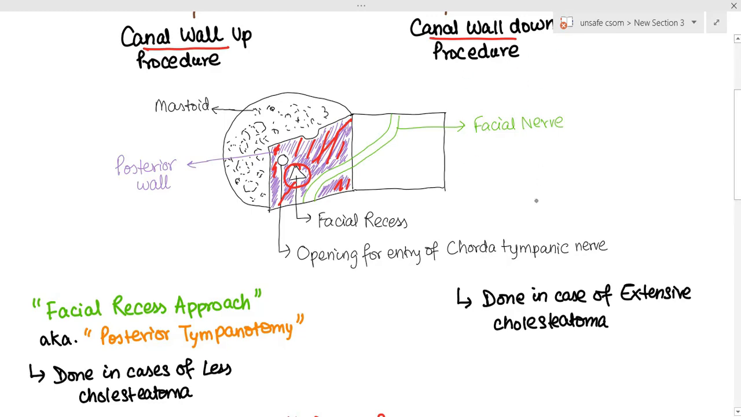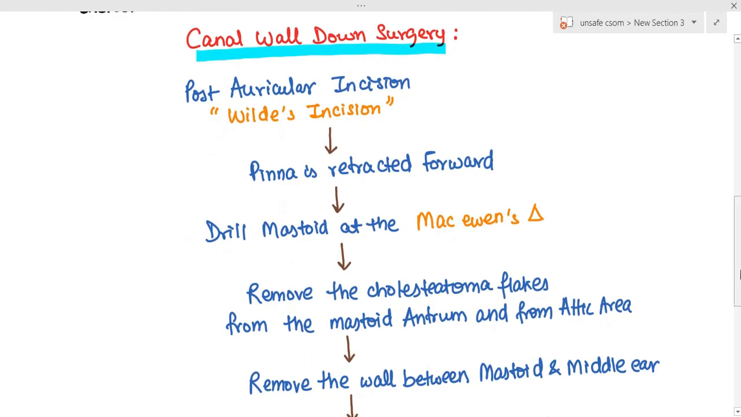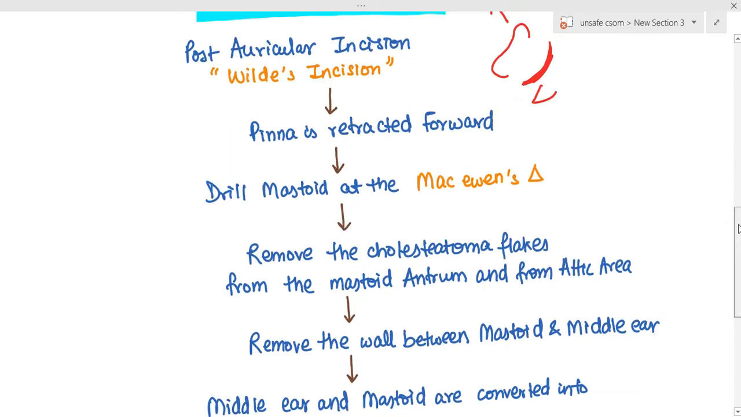The canal wall down procedure is done in cases with extensive cholesteatoma, where the cholesteatoma is very large and can't be taken out through the facial recess. So let's talk about the canal wall down procedure. First, we give a post auricular incision. If this is the ear, and the patient is facing front, this is the mastoid and this is the incision that we give. It is known as the Wilde's incision. Then the pinna is retracted forwards and we drill the mastoid in McEwen's triangle.